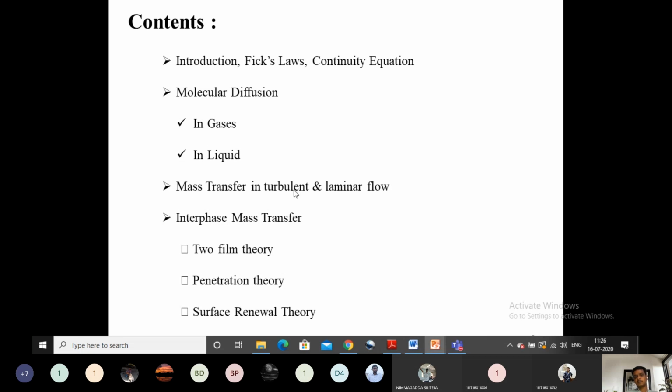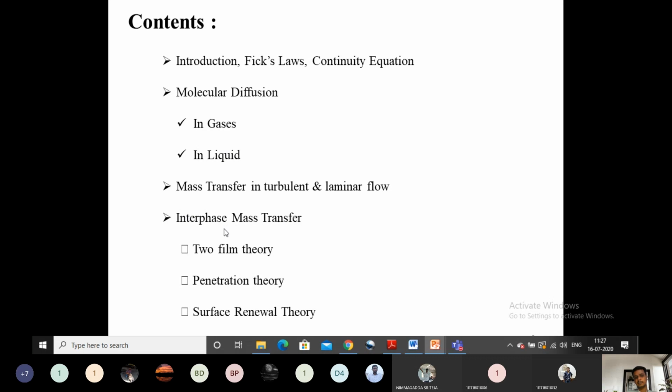Then afterwards, mass transfer in turbulent flow, or convection. Like in heat transfer convection we are involved with the heat transfer coefficient, in mass transfer convection we involve mass transfer coefficients. You have to see various mass transfer coefficients. It is very easy once you understand the molecular diffusion part, those four types of derivation; you can then easily derive the mass transfer coefficients.